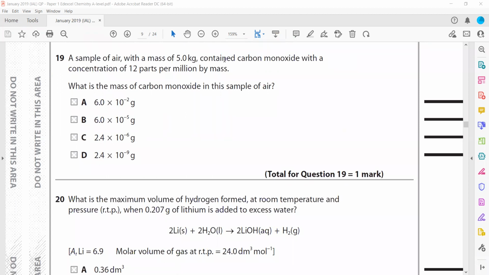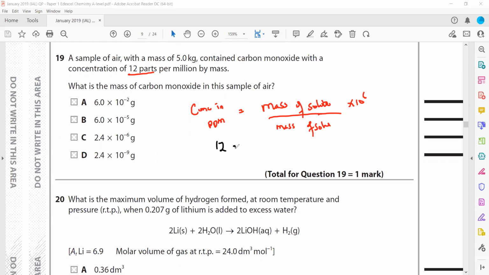A sample of air with a mass of 5 kg contained carbon monoxide with a concentration of 12 parts per million by mass. What mass of carbon monoxide is there in the sample? So the formula for concentration in ppm is equal to mass of solute divided by mass of solvent into 1 million. The concentration in parts per million is 12. Mass of solute we don't know, the solute is carbon monoxide. Mass of solvent is 5 kilogram of air. So air is the solvent here, 5 into 1 million.